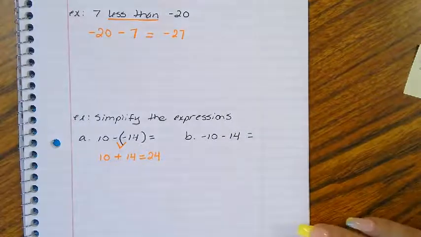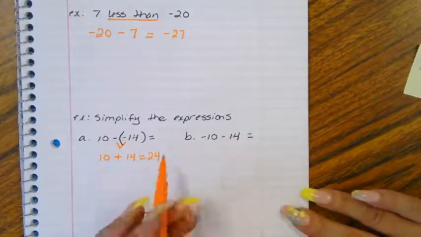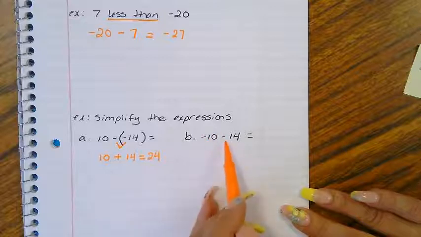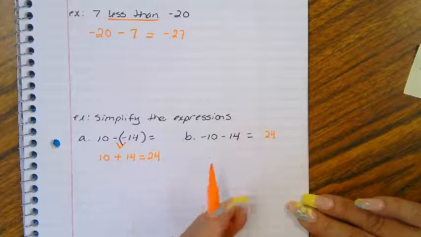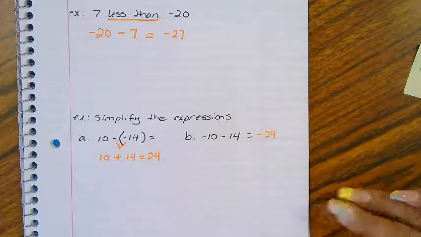Mark's saying negative 24 for B. Let's look at that. We have the same sign. So yeah, we're going to add. We get 24, and then we're going to keep our negative sign. So yes, good job, guys. Okay. Move on.